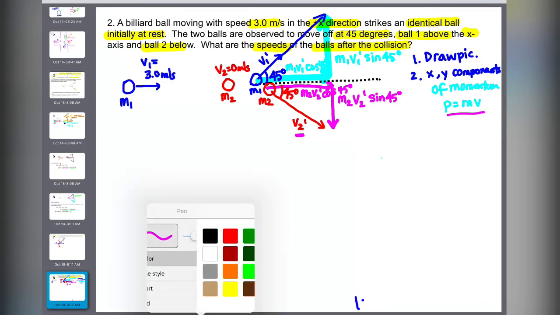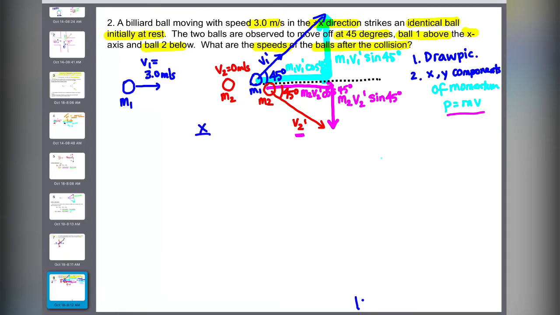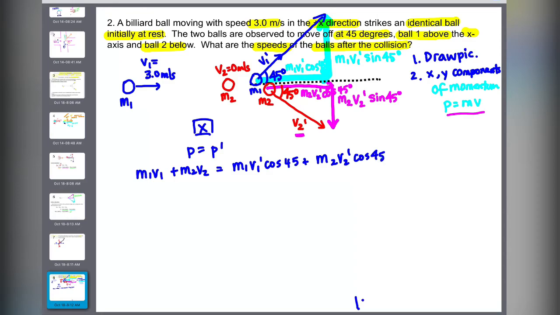Okay, so let's see what I have. Along the x, I have momentum along the x. The first momentum is the initial, the second momentum is the final. Okay, so P equals P prime. m1v1 adding m2v2, my initial, equals my final, but we're only dealing with the x, right? So I have m1v1 prime cos 45 and m2v2 prime cos of 45. So I'm taking all the vectors along x, starting and ending.